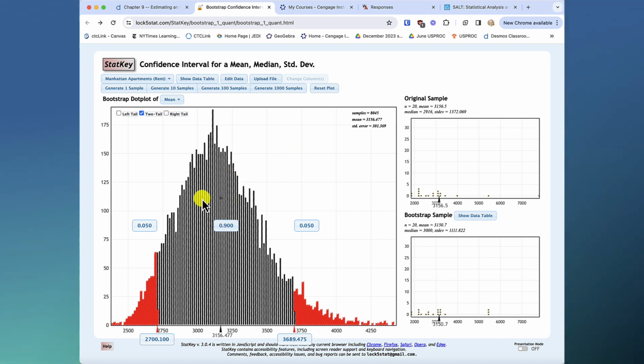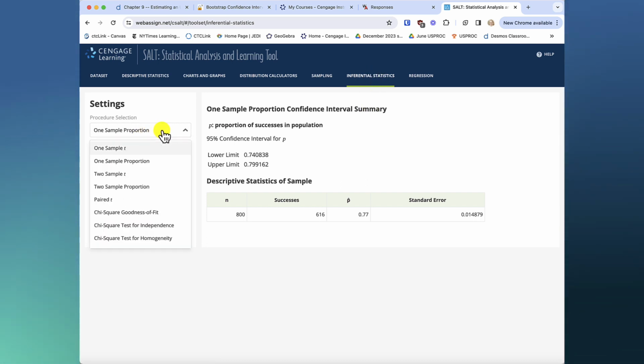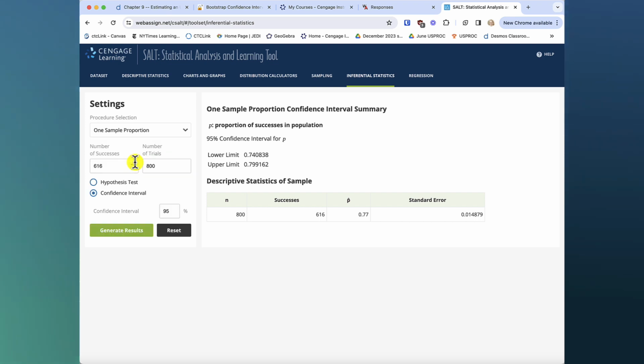This is called a bootstrap confidence interval, but sometimes we want to make a confidence interval using a distribution that we definitely know about. And in this case, a confidence interval using inferential statistics. And here's our one sample proportion. We're going to use StatKey to come up with a confidence interval for a population proportion. You'll want to put in the number of successes and the number of trials from the question at hand. Click on the button confidence interval.